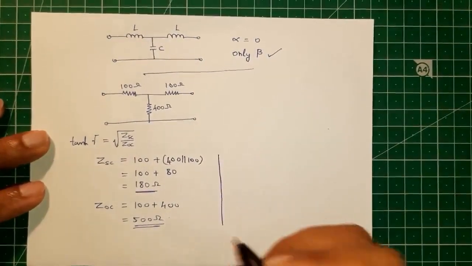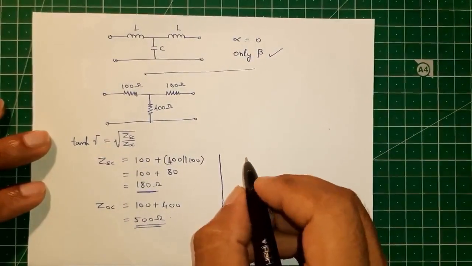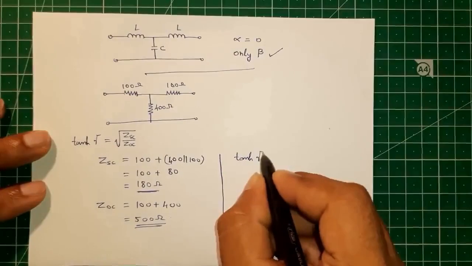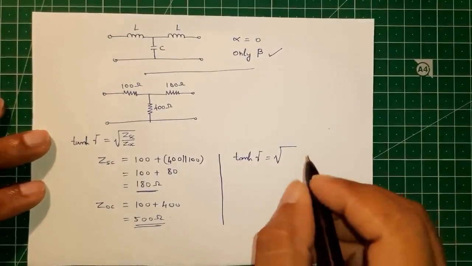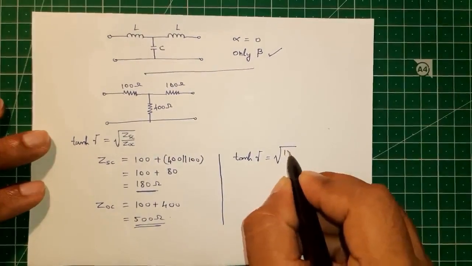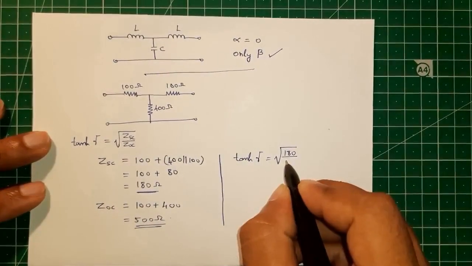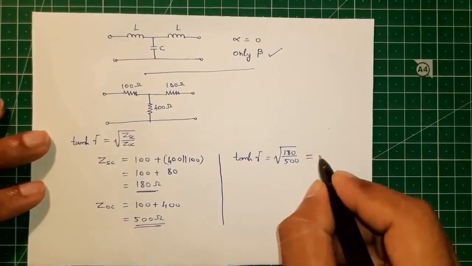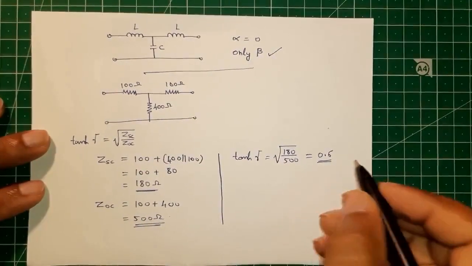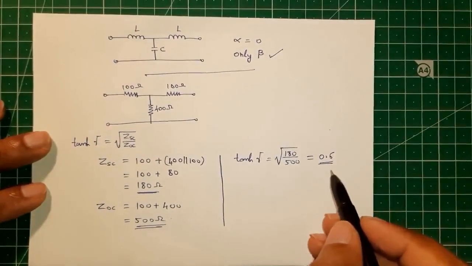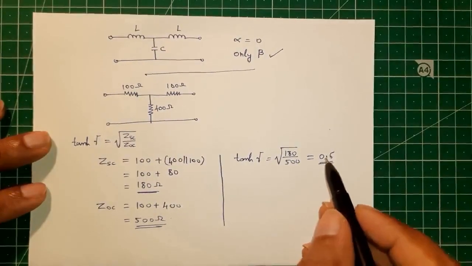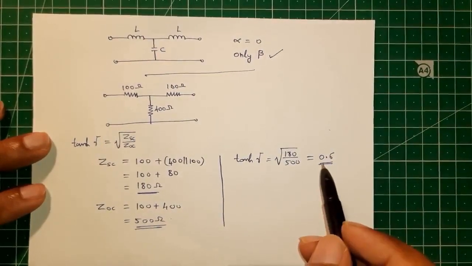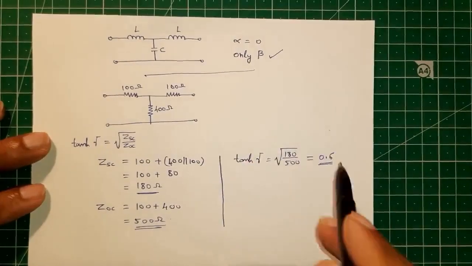So what will be tanh gamma? Root of 180 divided by 500, which is equal to 0.6. So we see that on the right hand side we have a real quantity, whereas in the previous example on the right hand side we had a purely imaginary quantity. So that's the difference.